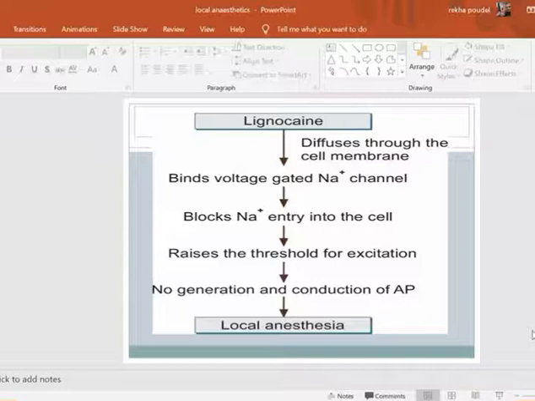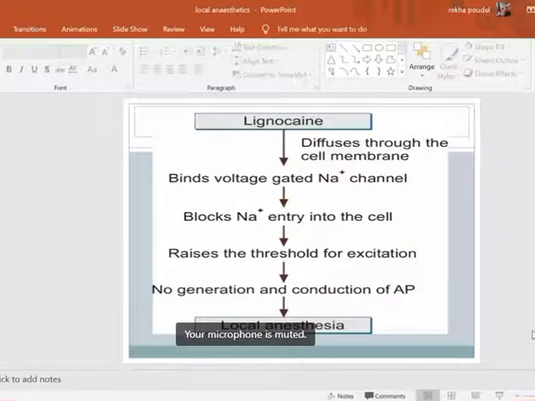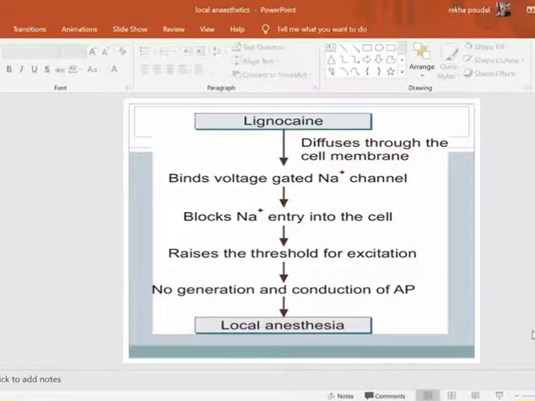Okay, so lignocaine, it will bind to voltage gated sodium channel and it will block the entry of sodium into the cell. So there will be no generation of action potential. And then there will be no generation or conduction of impulse in the central nervous system, finally leading to local anesthetic effect.